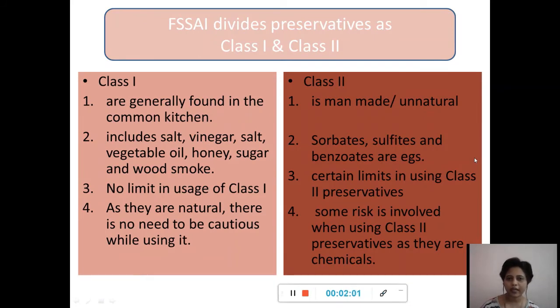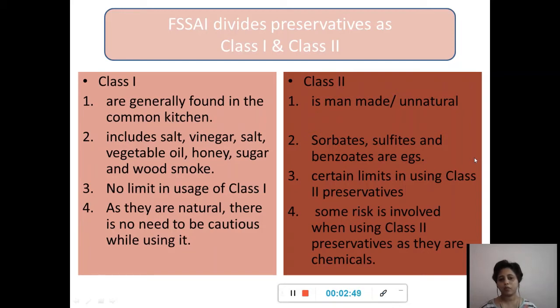Now, the FSSAI has divided these preservatives mainly into class 1 and class 2 preservatives. Class 1 preservatives are generally found in the common kitchen and they include the natural counterparts of salt, sugar, then you have vinegar, vegetable oil, honey, wood smoke, as well as the natural elements. All the natural elements that we use for food preservation come under class 1 preservatives. Whereas class 2 preservatives are usually man-made or unnatural. They are usually chemically synthesized and they include sorbates, sulfates, benzoates, etc.